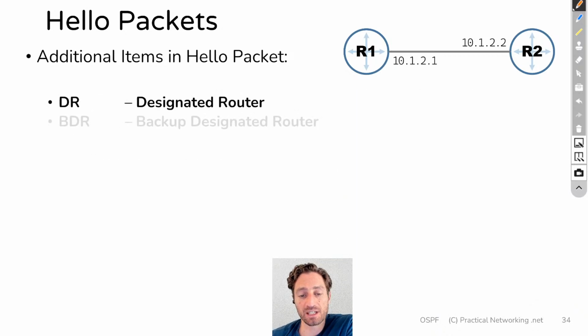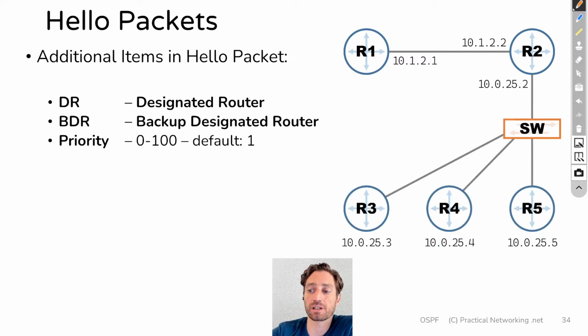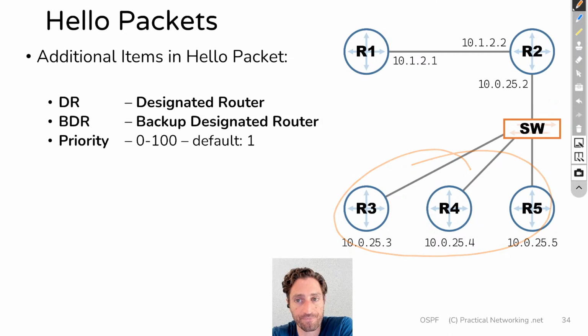Cool. And then the other three things we want to talk about are these three: the DR, the BDR, and the priority. To talk about those, we're going to extend our network a little bit. We're going to add another network over here down on router 2. And on this network, router 2 is going to be neighbors with router 3, router 4, and router 5.